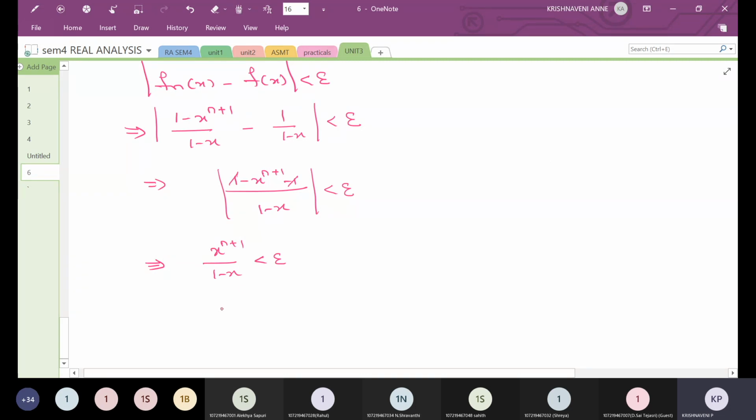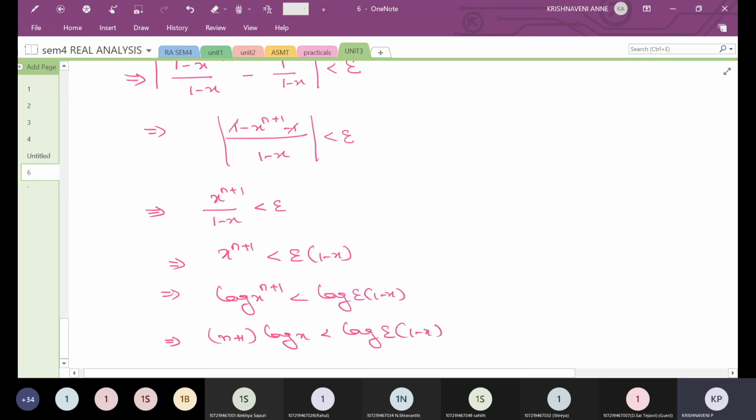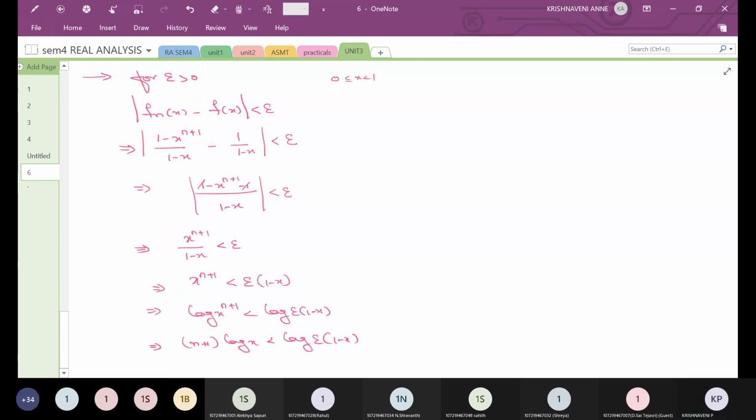So I'll write this as x power n plus 1 less than epsilon into 1 minus x. Now I want the n value, so I will take log on both the sides. Log of x power n plus 1 is less than log of epsilon into 1 minus x. This is written as n plus 1 into log x is less than log epsilon into 1 minus x. Okay, so first write down all these steps, everyone. I want only n on one side of the inequality. The remaining terms I will take to the right hand side.